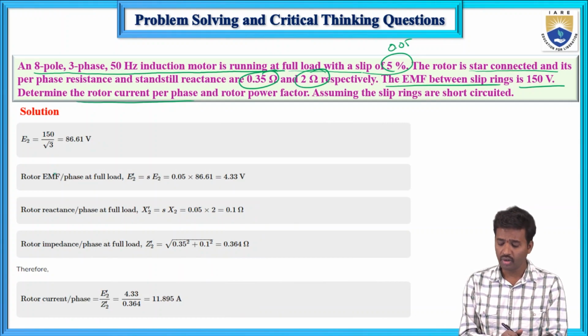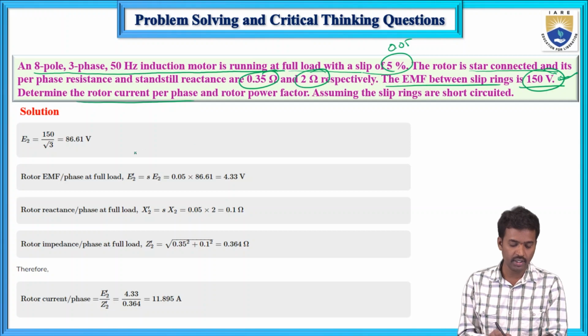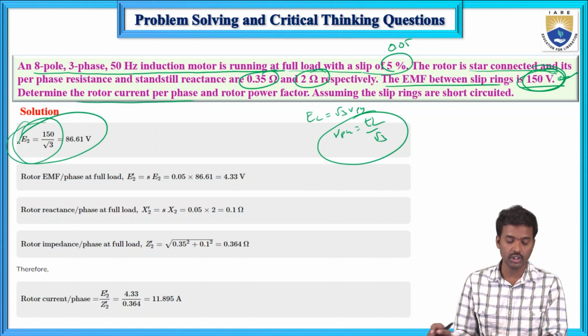Here the EMF between the slip rings is 150 volts, and this is E2. Now E_L equals root 3 times V phase, so V phase equals E_L by root 3. This is the line voltage. If you want the rotor phase voltage, E2 equals 150 by root 3, which equals 86.61 volts.